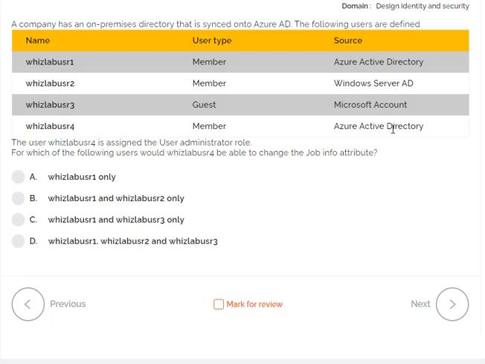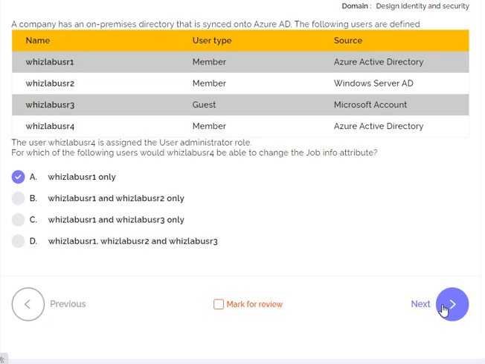Because this is the user administrator, he is the administrator of the Azure AD and wants to change the job info for the following users. Yes, he's the admin of Azure AD, so I definitely think he will be able to change the job info for user 1. Windows Server AD is the on-premises AD, so I don't think he will be able to. And for user 3, again I'm not sure, but let's choose this answer. I'll request you to go through Google and choose the correct answer.